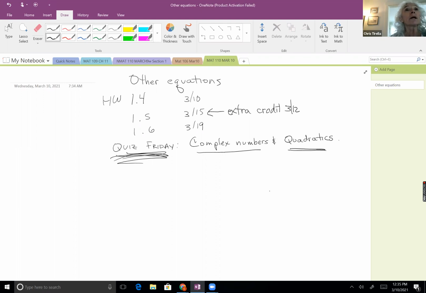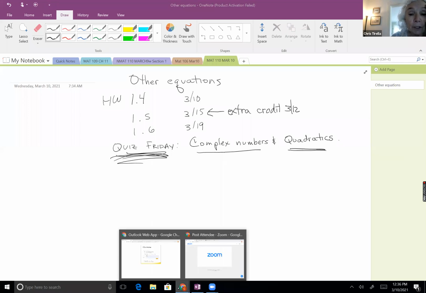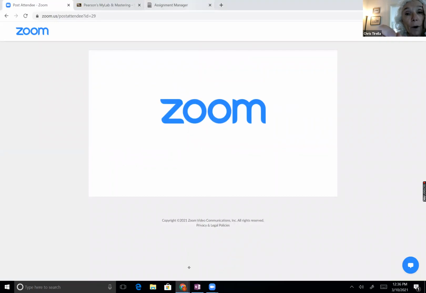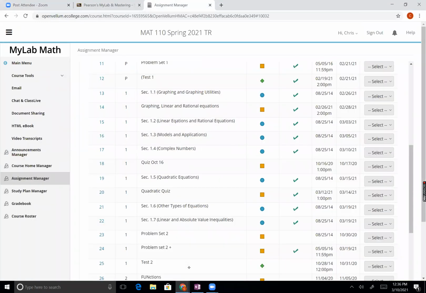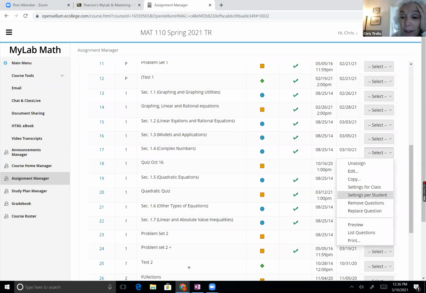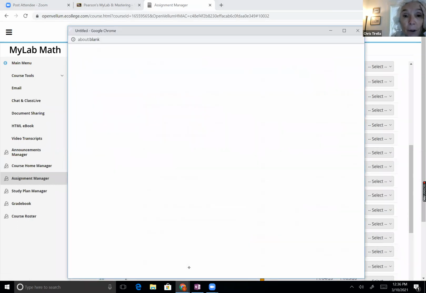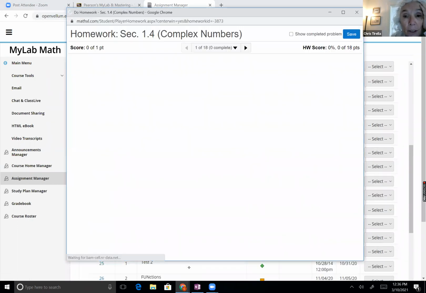Before we get started looking at those other equations, we did go through a lot with our quadratics: factoring, square root property, completing the square, and quadratic formula. Did anybody have questions on any of those, or on any homework? Okay, give me an assignment, give me a question number. Assignment 1.4, question number 14.